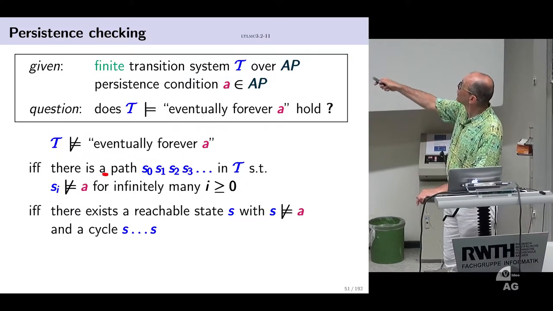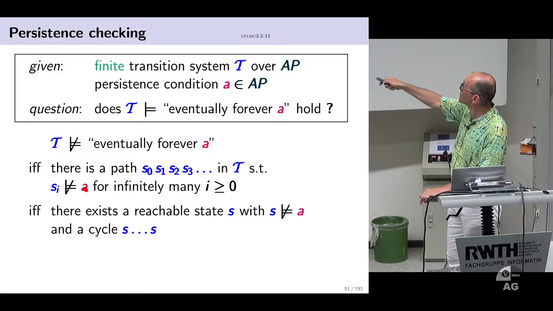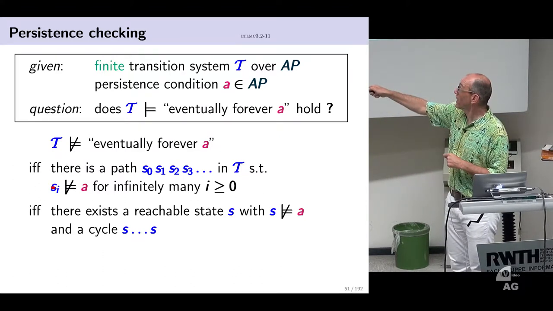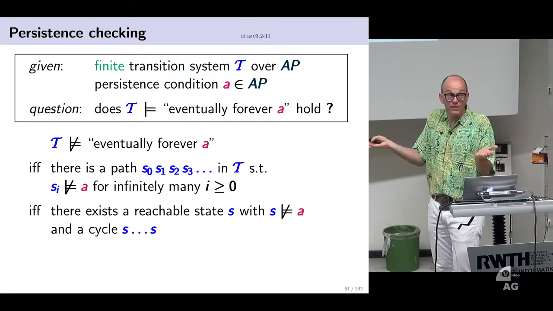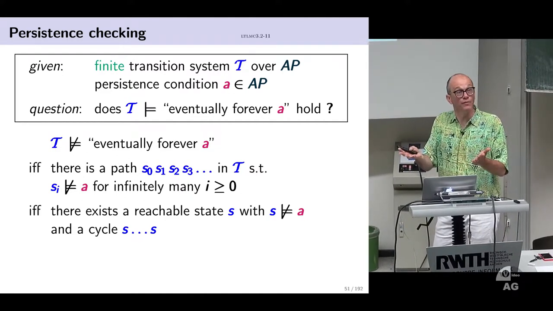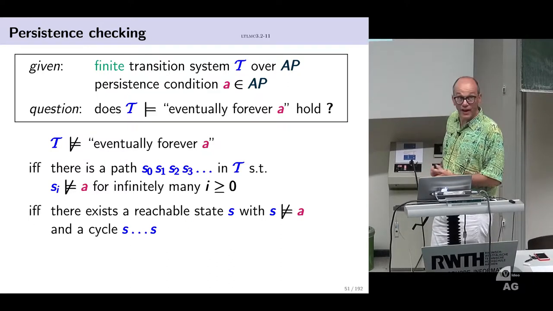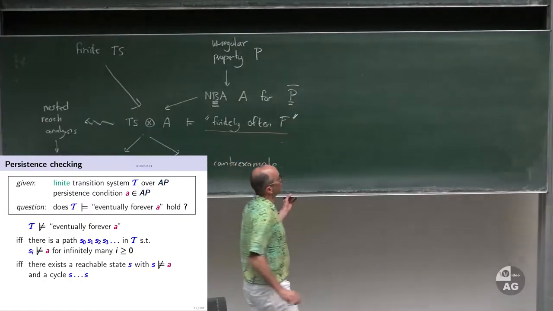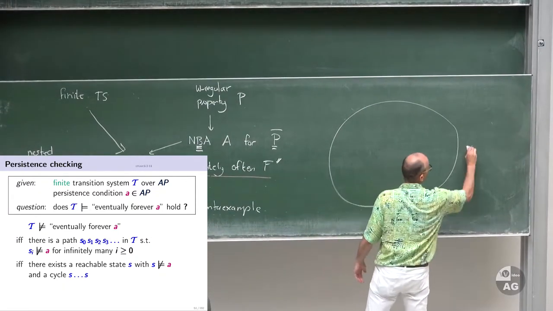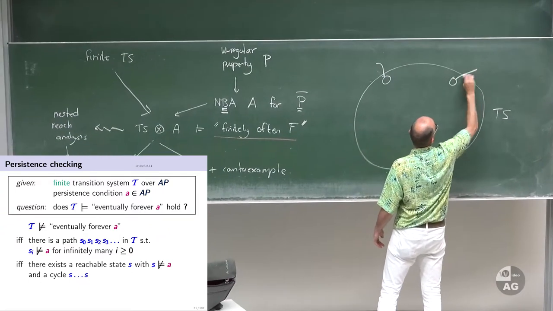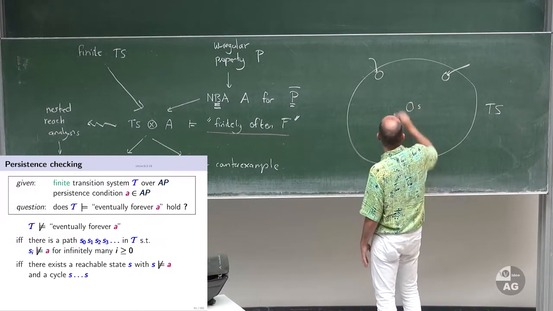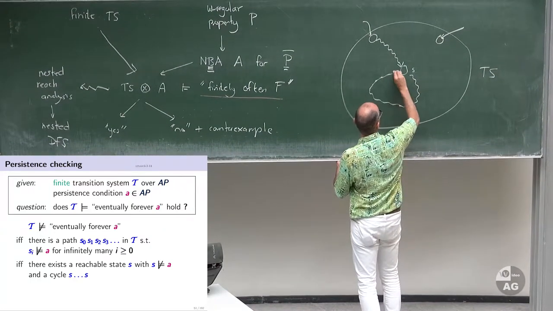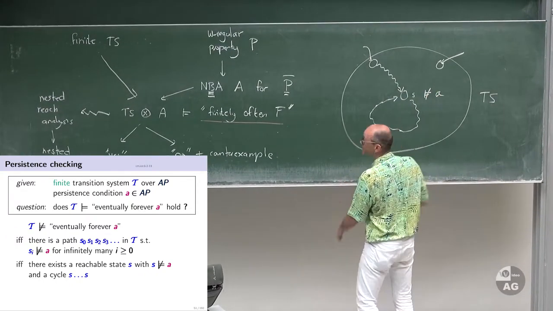Why is this the case? Well, we need a path that has infinitely many positions along this path refuting A. Now, the key point is the transition system itself is finite. So there are not infinitely many states in the transition system. That means there must be some state that you visit infinitely often. So there must exist a reachable state S that refutes A and lies on a cycle. So the picture is basically as follows. This is my transition system. I have maybe several initial states, maybe one here, maybe one there, that's okay. Now there is some state S that is reachable, maybe from this initial state. And this S lies on a cycle, and that means there is some cycle here that leads you to S, and S refutes A. That's the situation.